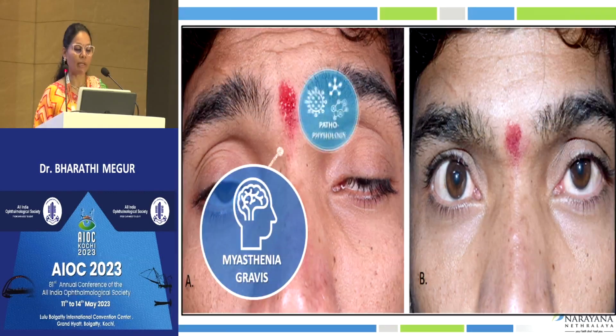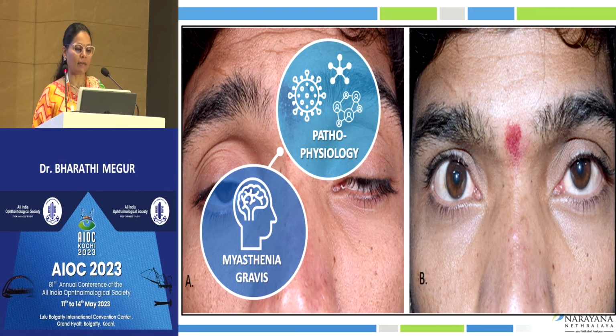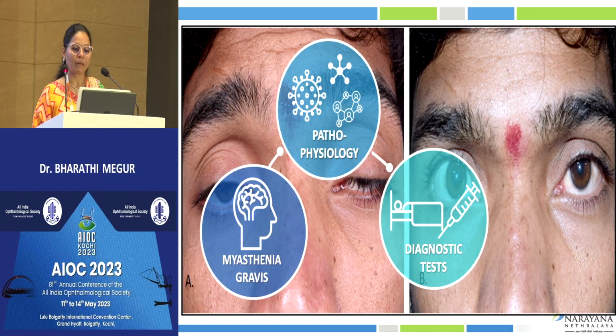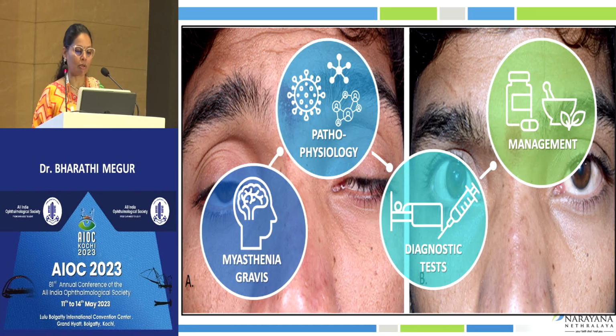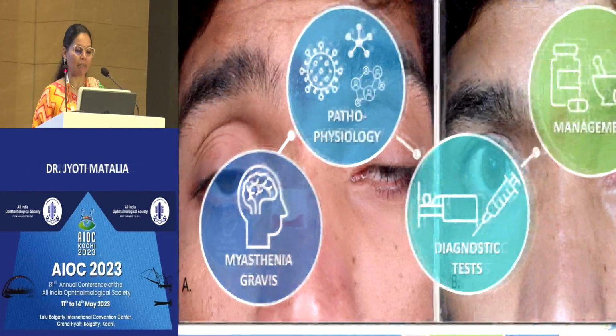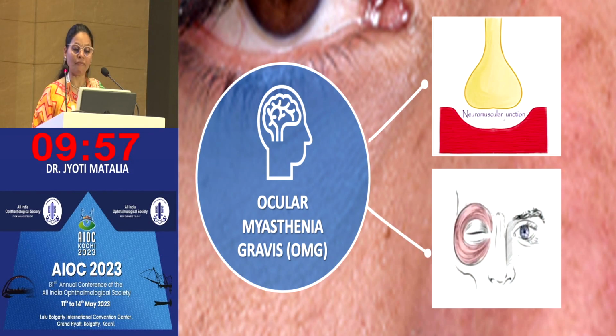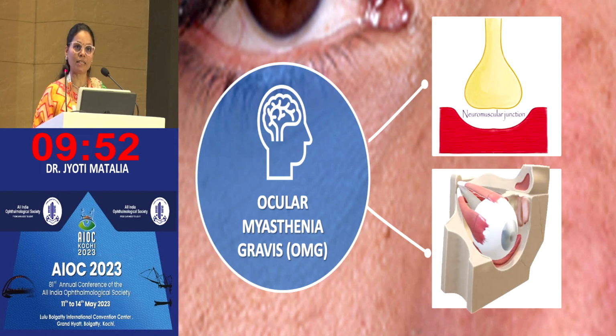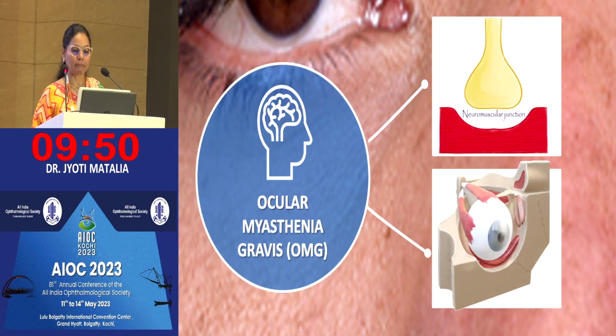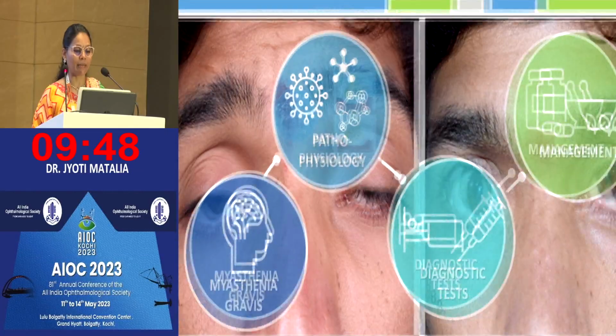So I'm going to be talking and giving you a brief idea of what is myasthenia gravis, the pathophysiology, the diagnostics, and management. So let's go through it. I will be primarily discussing ocular myasthenia gravis. As you can see the graphic there, it is a chronic autoimmune disorder of the neuromuscular junction. Primarily affects only the muscles that move the eyelids and the eye, the extraocular muscles as you can see here, and the LPS. So let's understand why that happens.